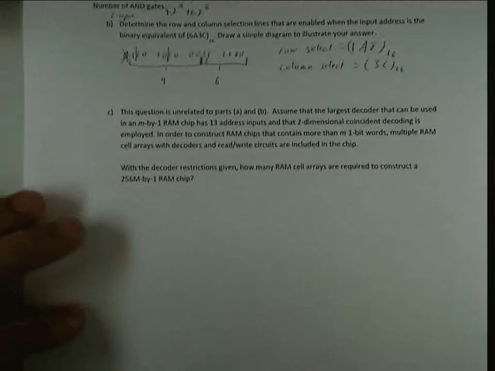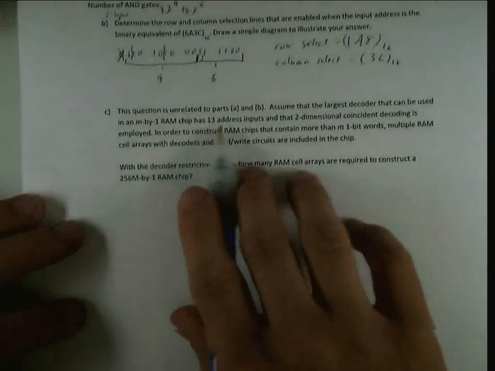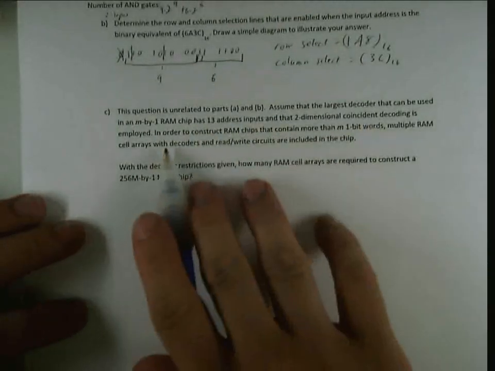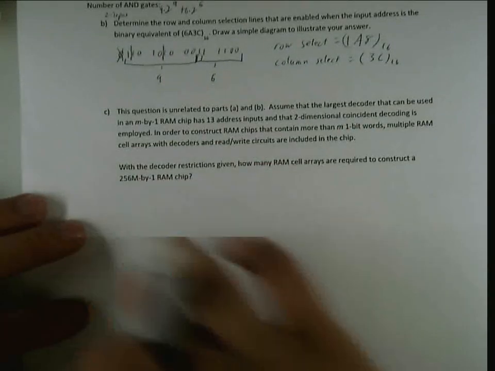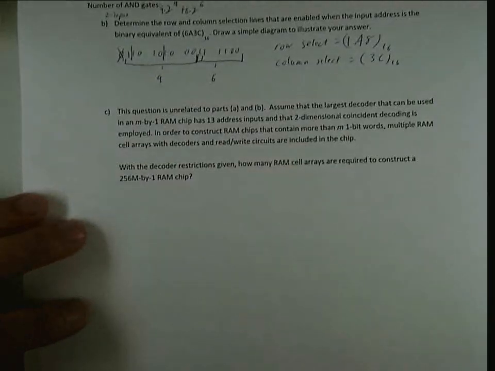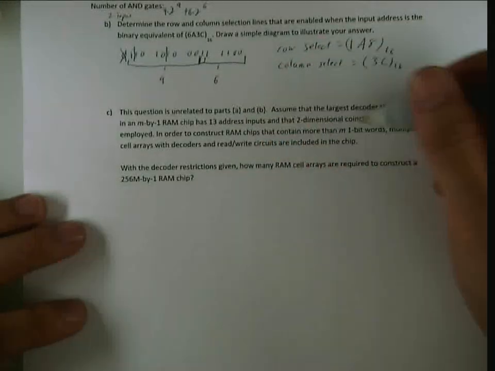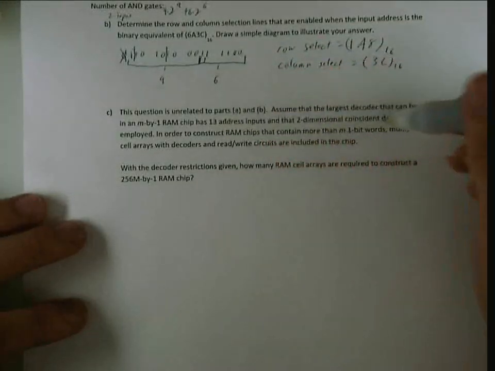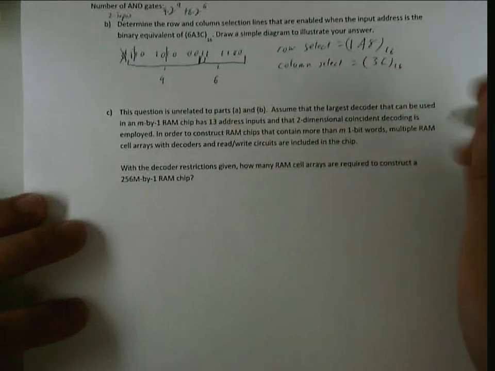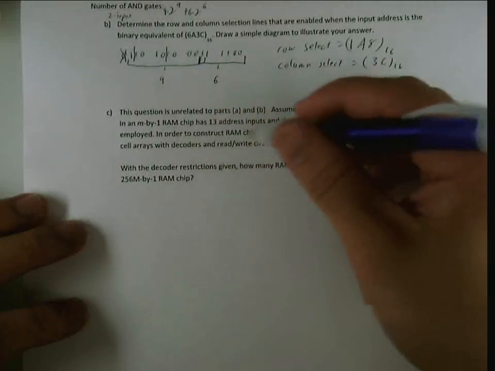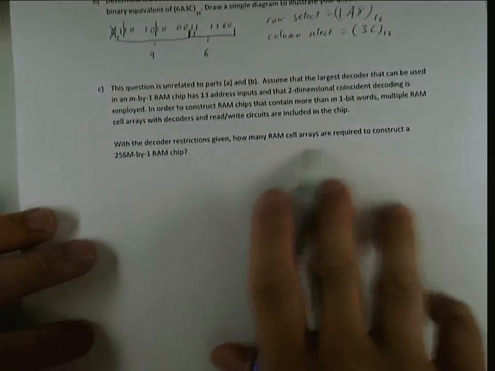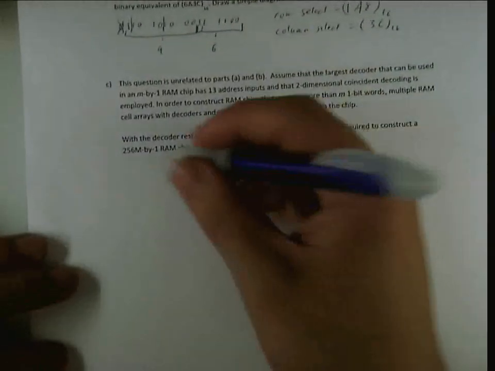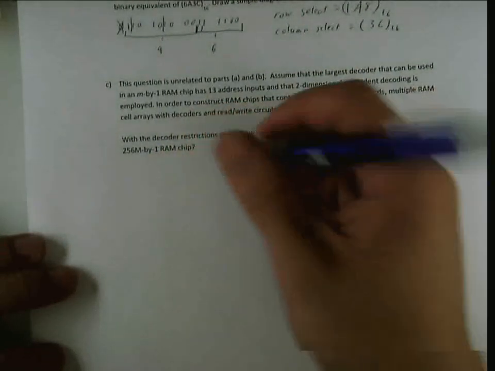And finally, for part C, this question is unrelated to parts A and B. Assume that the largest decoder that can be used in an M by 1 RAM chip has 13 address inputs, and that two-dimensional decoding is employed. So that means we can have 13 by 13, so we can have up to 2 to the 26 address lines. In order to construct RAM chips that contain more than M 1-bit words, multiple RAM cell arrays with decoders and read-write circuits are included in the chip. With the decoder restrictions given, how many RAM cell arrays are required to construct a 256 megabyte by 1 RAM chip?